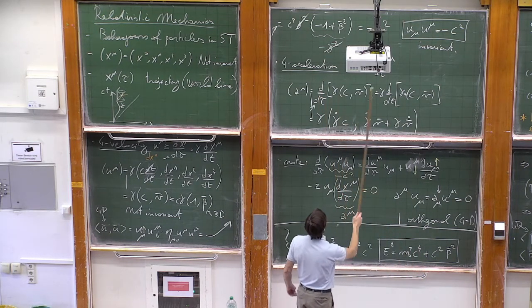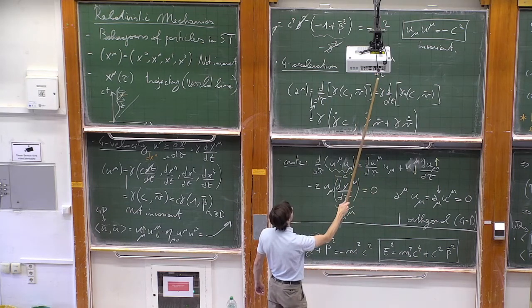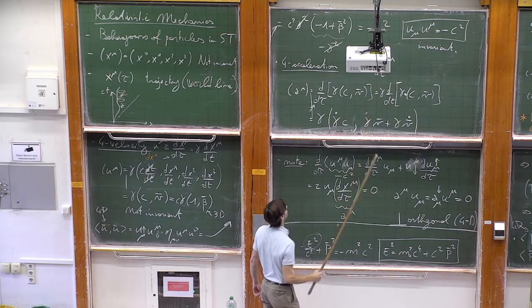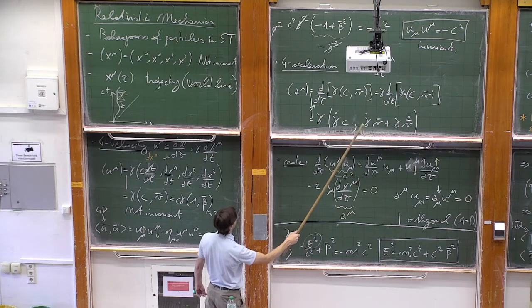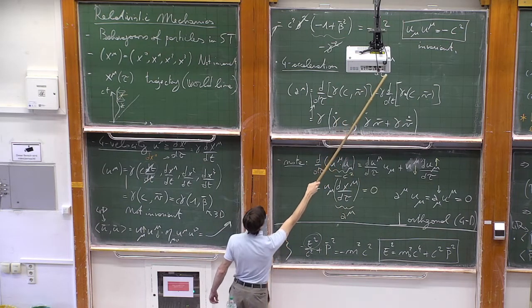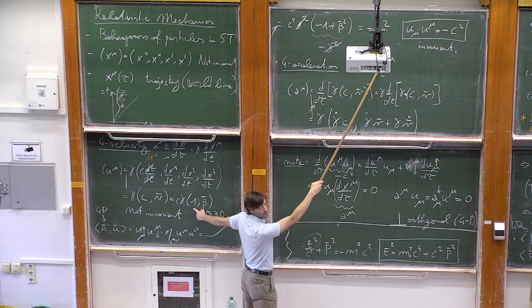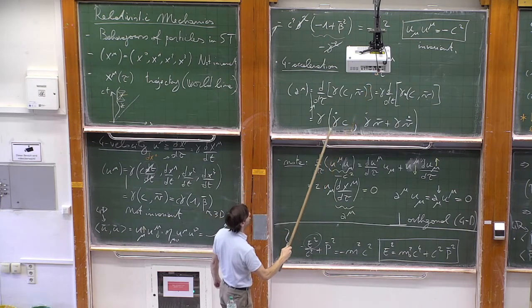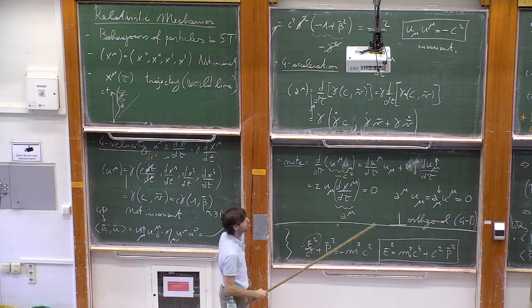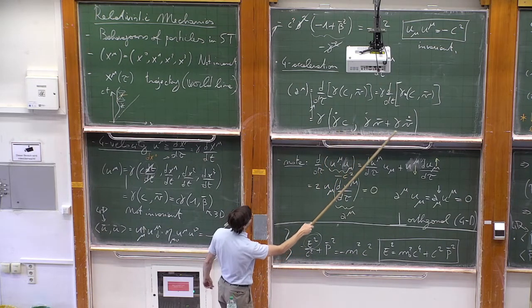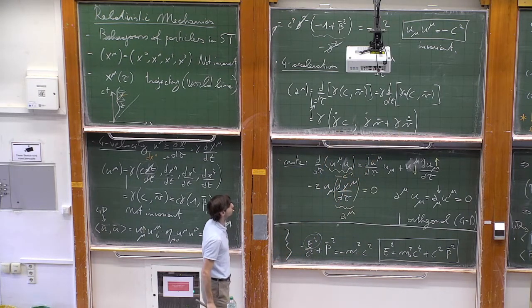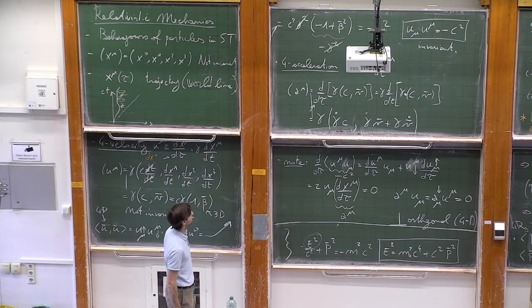Then we define the four-acceleration. It's just the derivative with respect to the proper time of the four-velocity. I gave you the explicit expression by just plugging in the components of the four-velocity, and we end up with this expression: a mixture of derivatives of gamma and derivatives of the three-dimensional velocity.